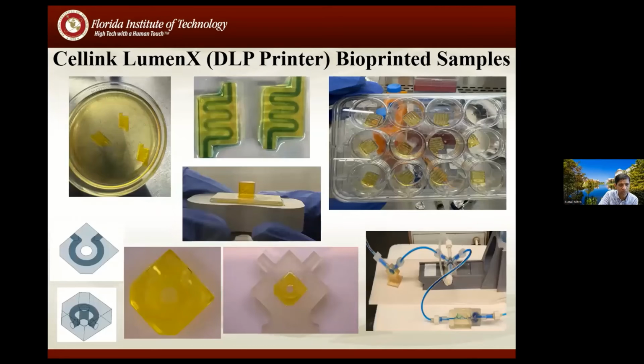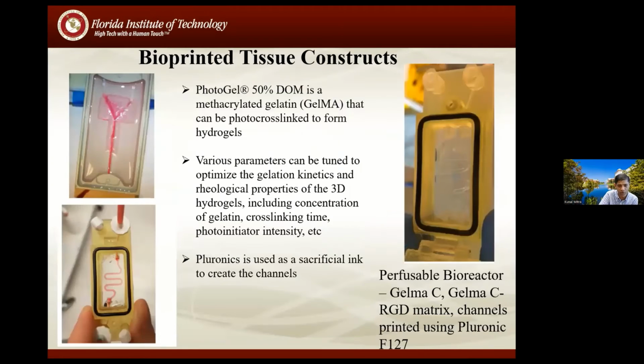And so these are some extrusion printers. We also have a digital light processing printer. We have actually printed much more advanced structures, but those papers are under review. So these are some of our initial vascular structures we have printed using a light processing printer. We're also using a volumetric printer.